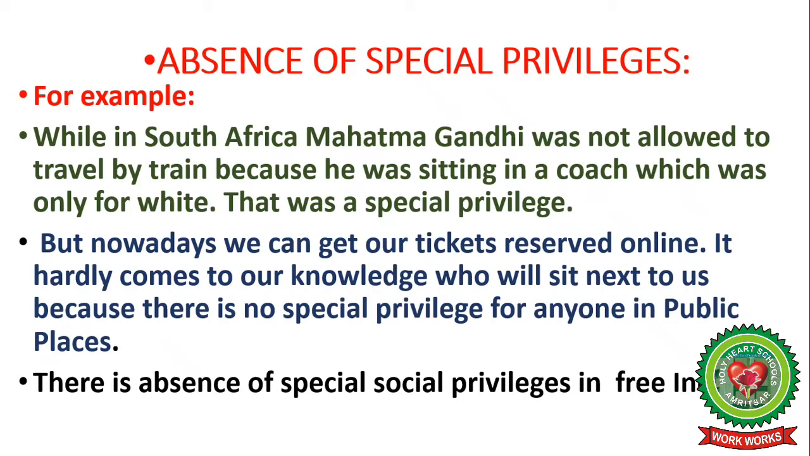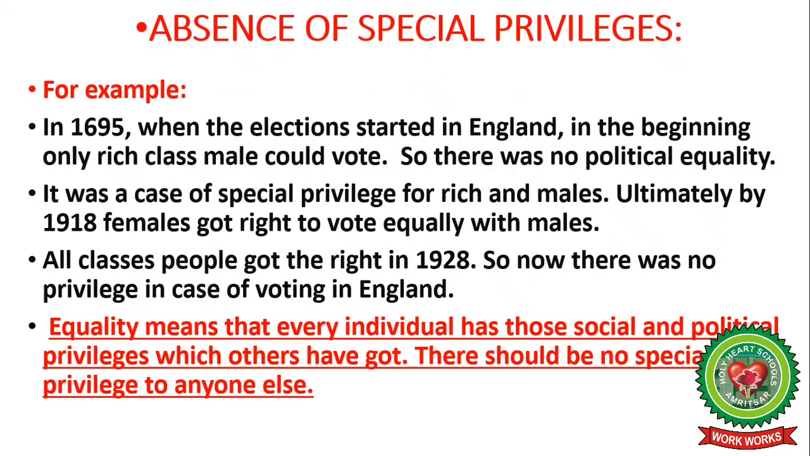But nowadays in Free India, what happens? Nowadays we can get our tickets reserved online. It hardly comes to our knowledge who will sit next to us because there is no special privilege for anyone in public places. If we get a ticket reserved and we go in the railways, then we come to know who is sitting next to us. Suppose anyone sitting next to us is not of our choice, belongs to some other religion, we can't raise any objection because in Free India, nothing is like this. There is no special privilege. There is absence of special social privileges in Free India.